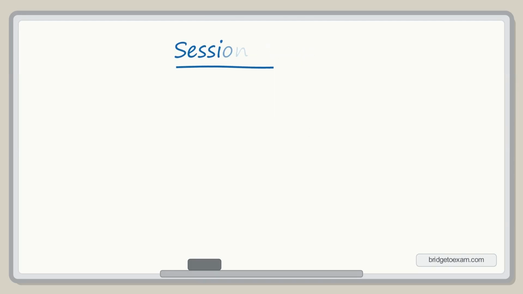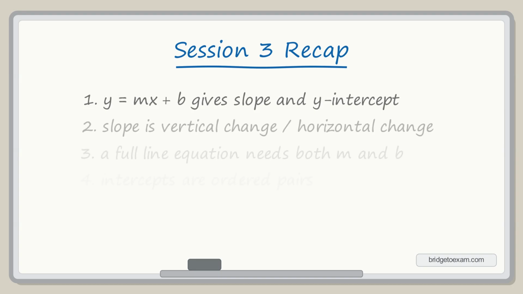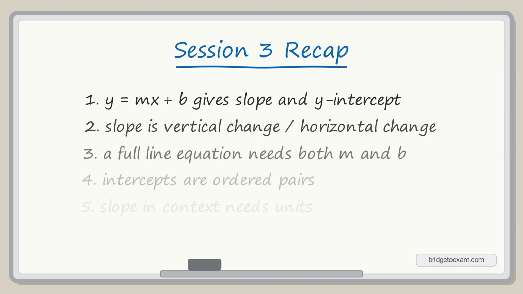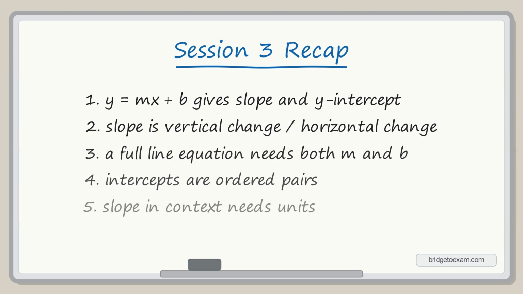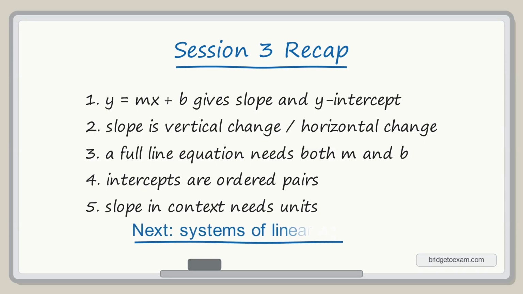Session 3 recap. Read slope and intercept from y equals mx plus b. Use consistent subtraction order for slope. Do not stop at the slope when the question asks for an equation. Write intercepts as points and give slope with units in context. Next, we use lines together in systems.